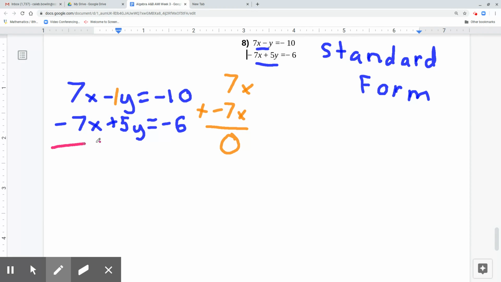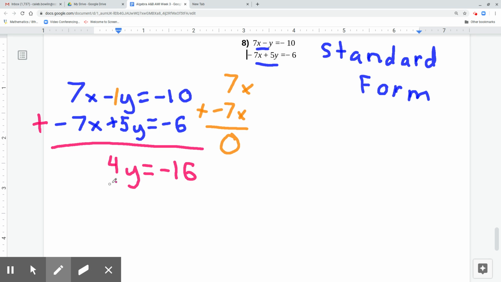So we are going to add everything straight down. 7x plus negative 7x is 0. That will disappear, so I'm not going to write anything down. Let's go to the y column. We have negative 1y plus 5y. That will equal 4y. And on the right-hand side with the constants, we have negative 10 plus negative 6, which means that this is equal to negative 16.